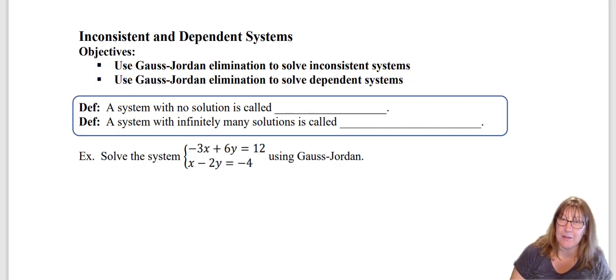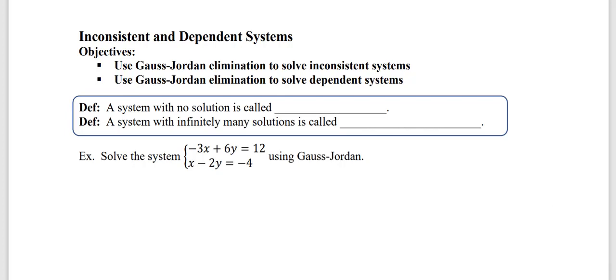What is going to happen? So that is our goal for this section, inconsistent and dependent systems. We haven't really given those a name before, or we don't really know what those names are, but we have seen these before. A system with no solution is called inconsistent. A system with infinitely many solutions is called dependent. Okay?